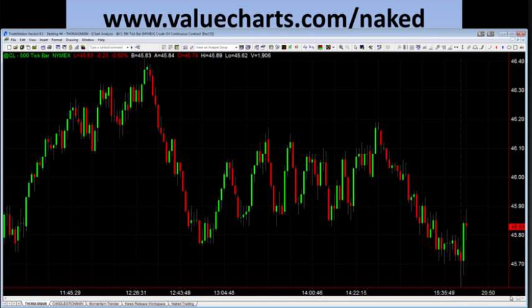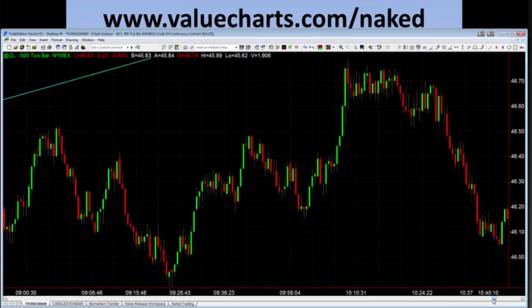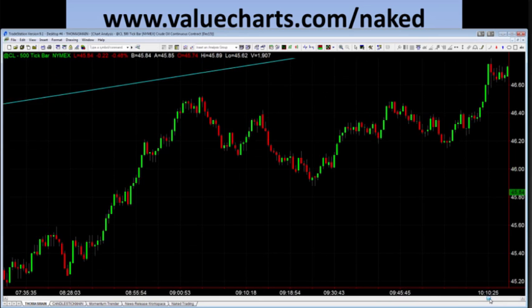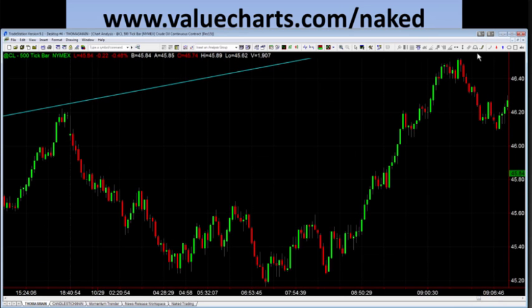Crude oil, as I said before, is my favorite market to trade. Here's a 500-tick crude oil chart. Let me show you some of the trend lines here recently. So this was today's price action, okay? What did we have right at the beginning of the price of the day, right before this big move up?